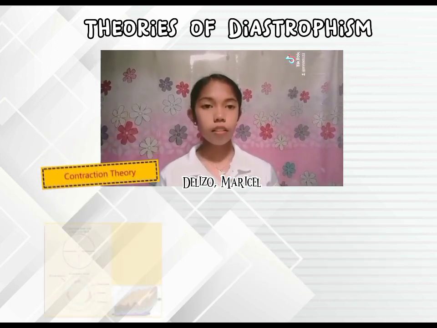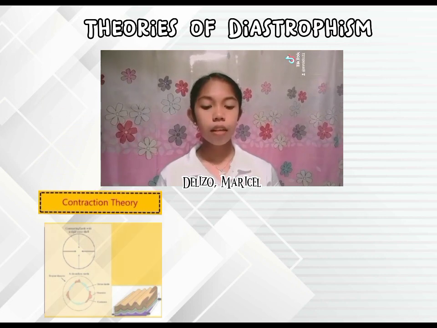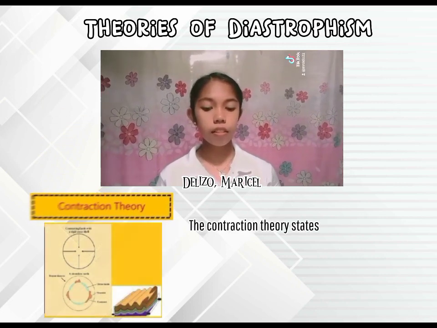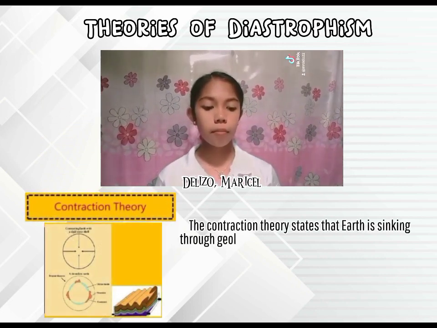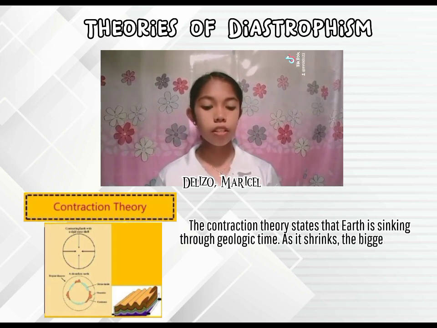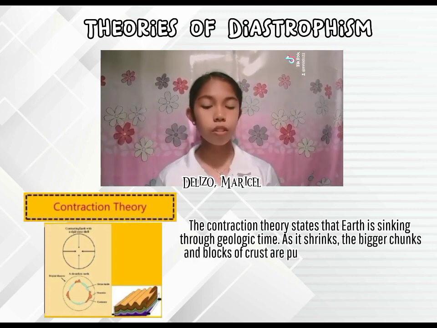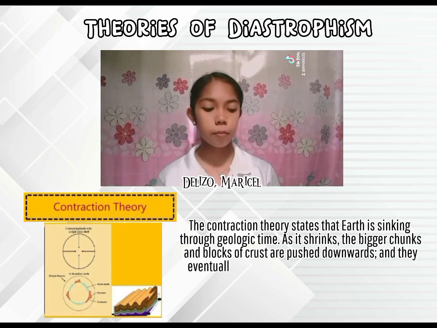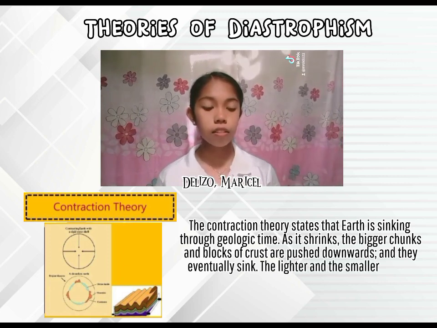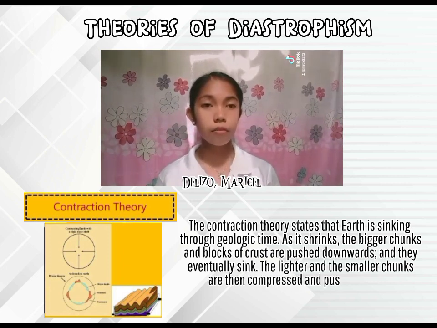And the next one is the contraction theory. The contraction theory states that Earth is shrinking through geologic time. As it shrinks, the bigger chunks and blocks of the crust are pushed downwards and eventually sink. The lighter and the smaller chunks are then compressed and pushed upward.